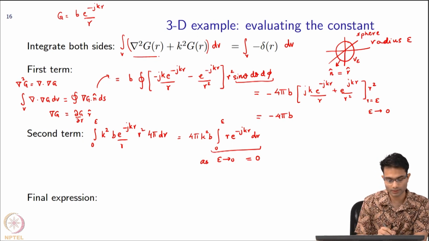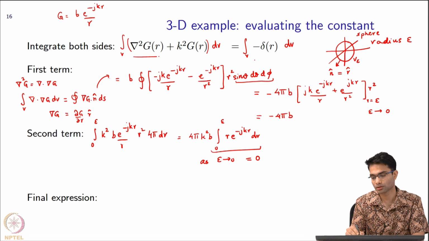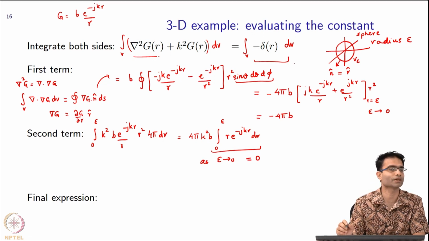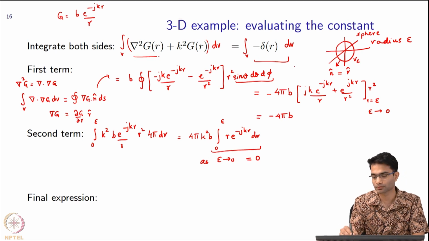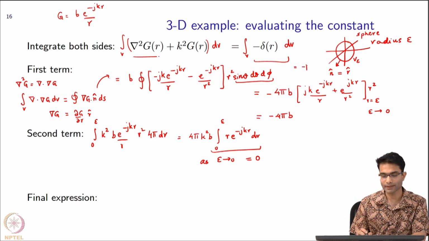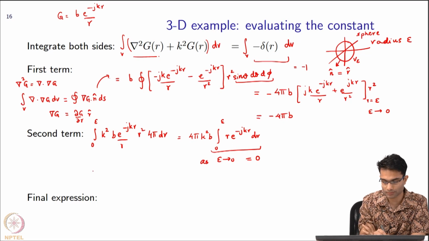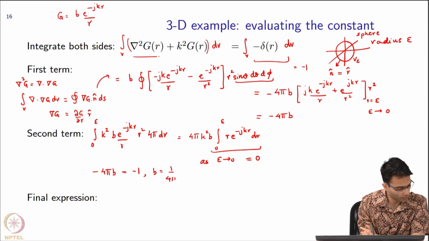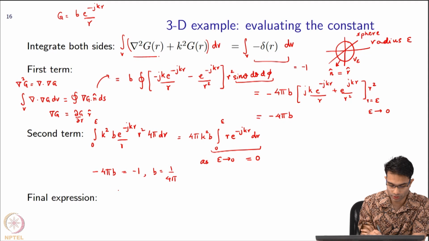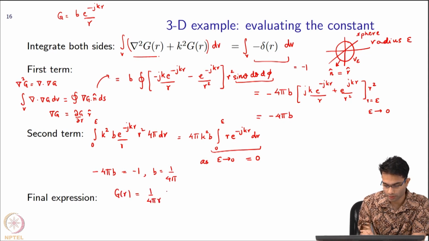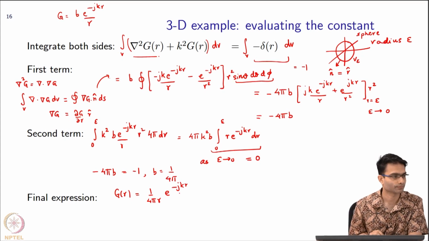Right, and the third term is going to give us the 3D delta function integrated over that volume, I should get -1. So, the final expression that I will get is minus 4 pi b is equal to -1 and b is equal to 1 by 4 pi. So, g of r is equal to 1 by 4 pi r e to the minus j k r, that is it.